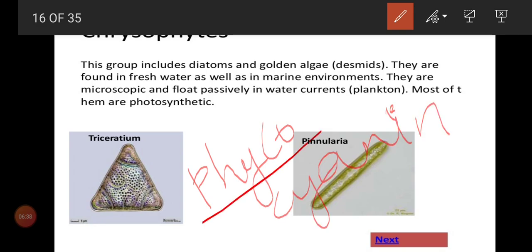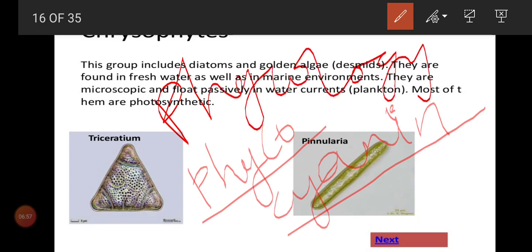What is the name of the pigment? Phycocyanin. Phyco means algae. The study of algae we call phycology or algology. So phyco means algae, and cyanin means a golden or yellow colored pigment is present in that alga, so we can call it phycocyanin, which is present in the diatom. Is that clear, children?